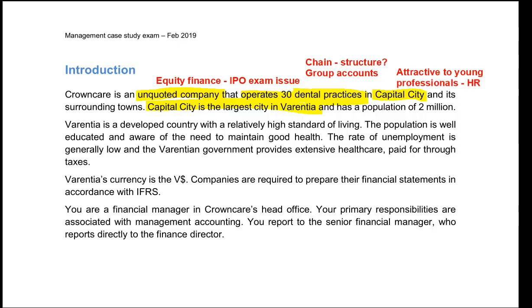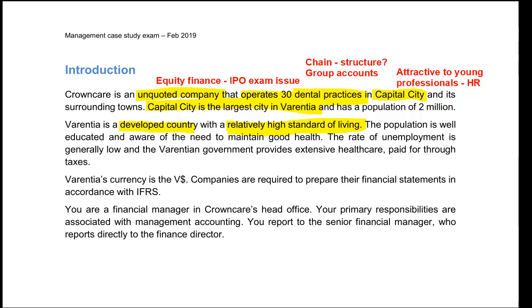So, if you needed any more proof that this introduction section has a lot of hints for our exam, well, I would be surprised. So, as we move on now, we get to consider Varentia. Now, Varentia appears to be a developed country with a relatively high standard of living. So there's two things I want to point out here. The first thing, being in a developed country, we're going to be thinking about the PESTLE factors immediately. And then when we think about the relatively high standard of living, this has quite a strong implication for dentistry.